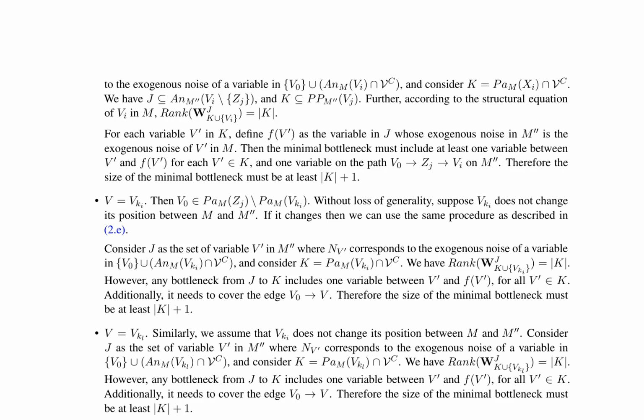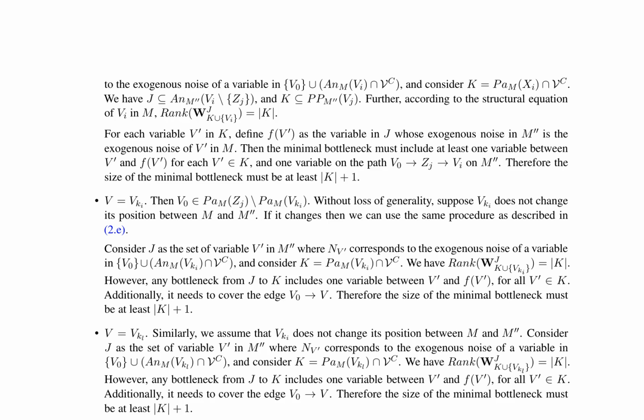The analysis focuses on the minimal bottleneck in the causal graph, specifically examining the relationships between variables in the sets V0, ANM, V, and VC. For a variable V in V0 union ANM, V intersection VC, the set J is defined as the variables in M whose exogenous noise corresponds to the exogenous noise of a variable in V0 union ANM, V intersection VC. The set K is defined as PAM, Xi intersection VC, where K is a subset of PAM, Vj. The structural equation of V in M implies that rank of WJ union V equals K.